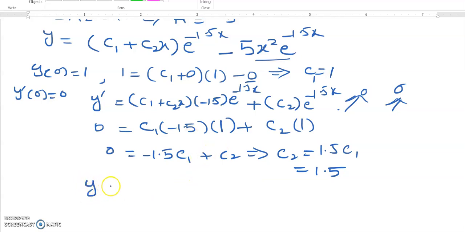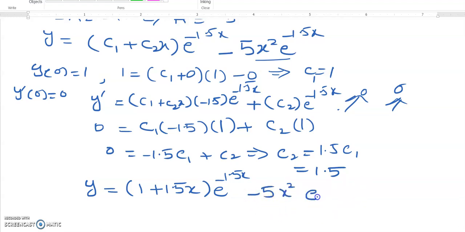Therefore we have the final answer with initial value conditions already considered. So y is equal to c1, which was 1, plus c2 x, which is 1.5x, into e power minus 1.5x, plus this, so it is minus 5x square e power minus 1.5x. We can combine these terms: y is equal to (1 plus 1.5x minus 5x square) into e power minus 1.5x.